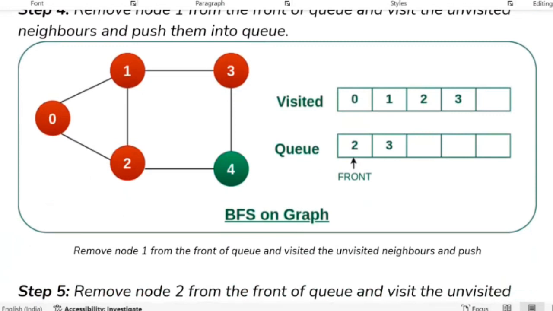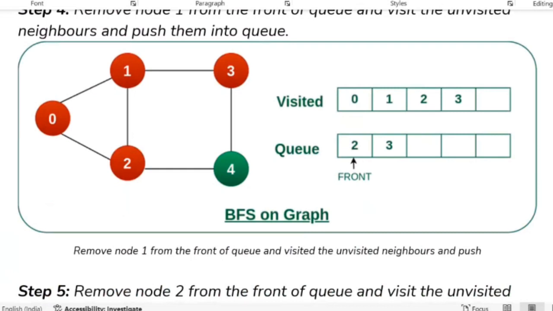So this step is repeated: what is the node at the front? That is vertex 2. So we keep vertex 2 as visited, and what are its unvisited neighbors? You can see that 2 has three neighbors, that is vertices 0, 1, and 4.